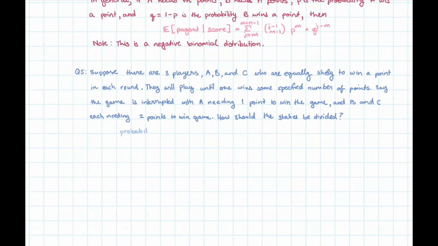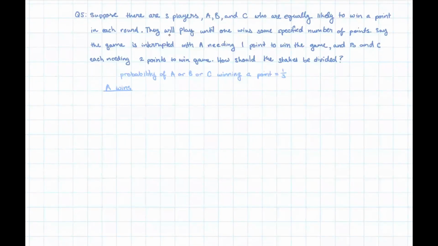Since we know A, B, and C are all equally likely to win a point each round, the probability is 1/3. The scenarios where A wins are as follows. Player A wins the point in the next round, the probability is 1/3. Player B or C wins the point in the next round and player A wins the round after that, the probability is 1/3 times 1/3, 1/3 squared for both cases.